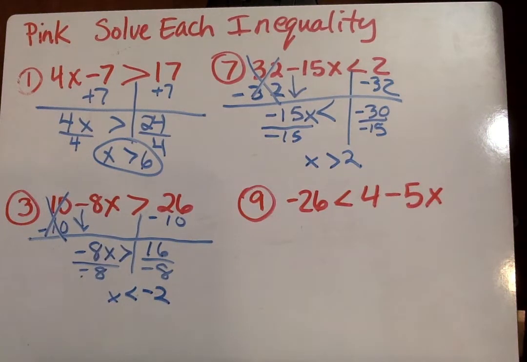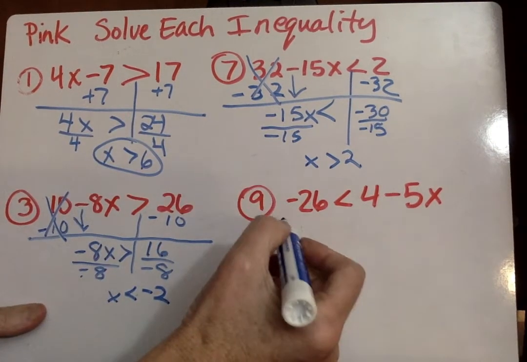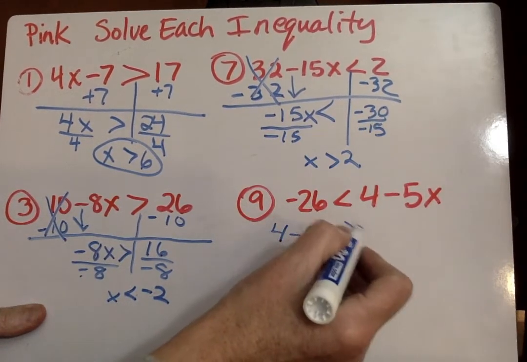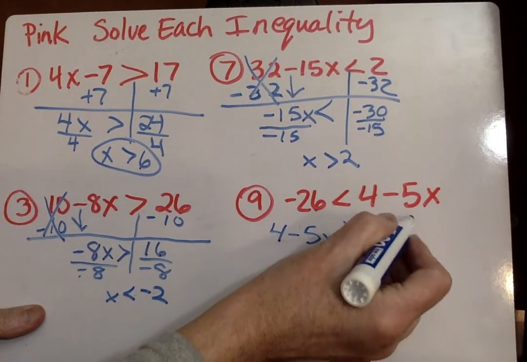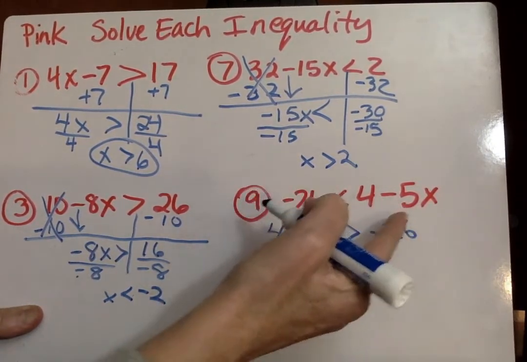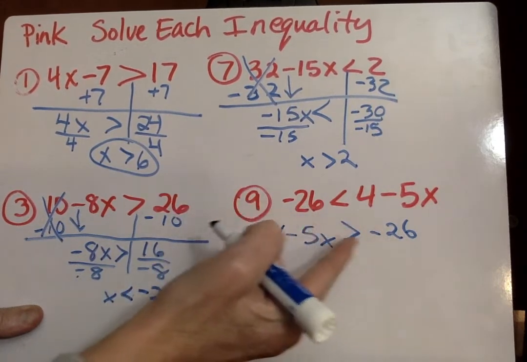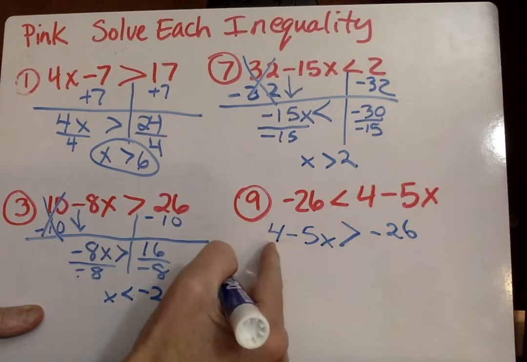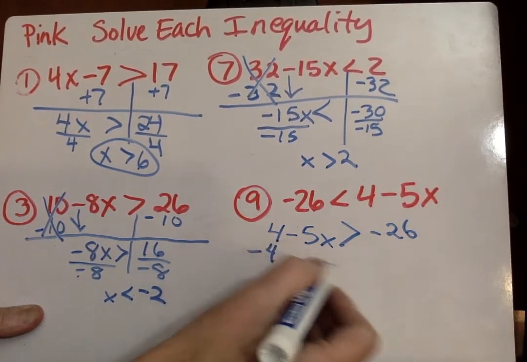Okay, last one I'm going to do for you is number 9. Okay, now the x is on the right hand side. We need to move that to the left hand side. So we're going to switch it around and we go 4 minus 5x is greater than -26. Okay, you always want the x to be on this side. So when we move that whole thing over here, this over there, we change this to greater than. Now this is 4 minus 5x. It's a positive 4, so we're going to go -4.